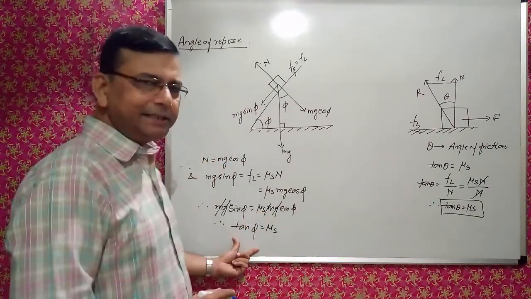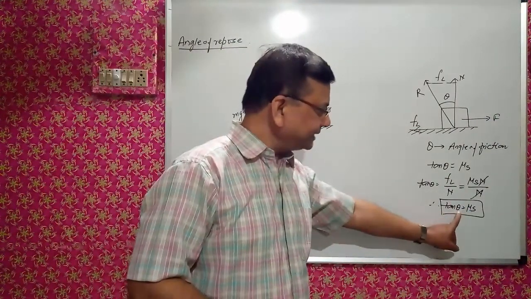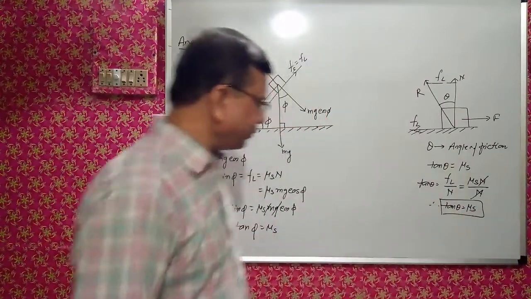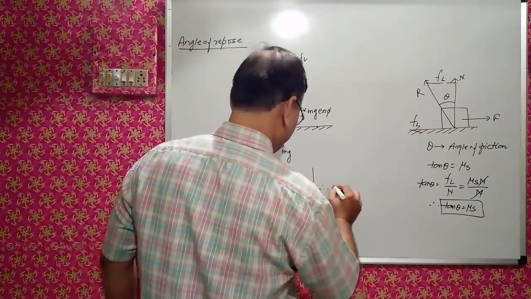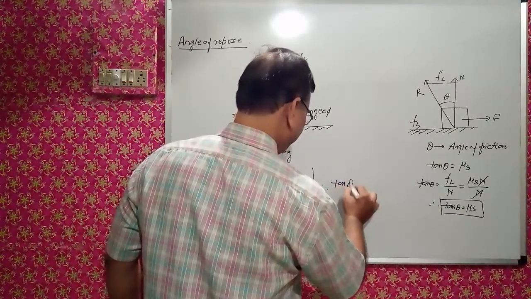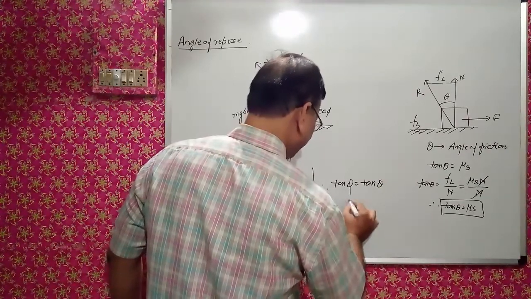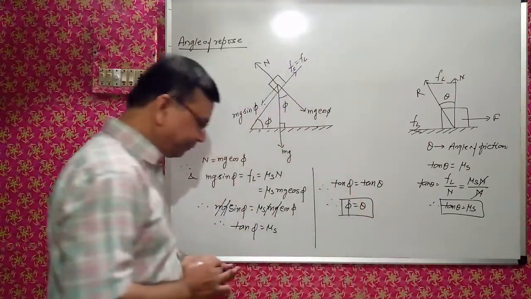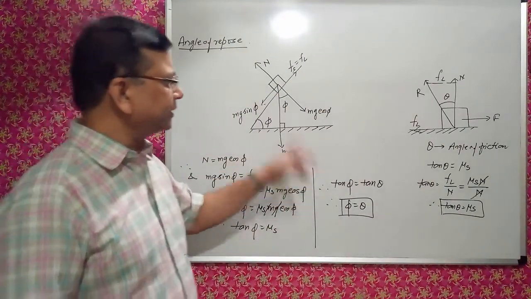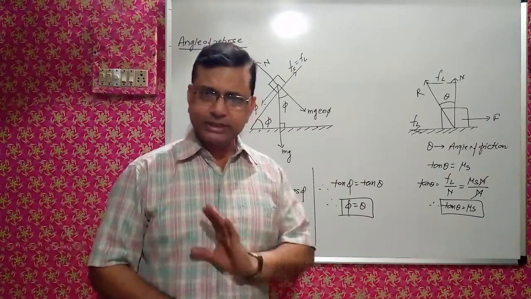tan phi, the tangent of the angle of repose. Here tan theta is the tangent of the angle of friction. In both cases we are getting mu s. Therefore, tan phi is equal to tan theta. Therefore, phi is equal to theta. Means angle of repose and angle of friction are both the same. The concept of angle of repose is clear, so we will take another problem now.